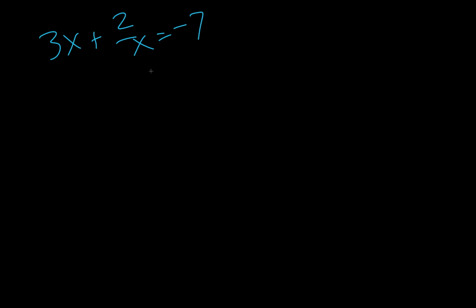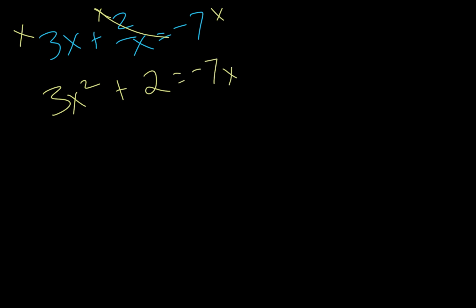Now whenever we have an x on the bottom of a fraction, we want to get rid of that. So we'll just multiply everything by the denominator. That actually works if you just want to get rid of any type of fraction. So we'll say x times x times x. So we end up with 3x squared. These x's cancel, so we just have a 2. And then this is equal to 7x.